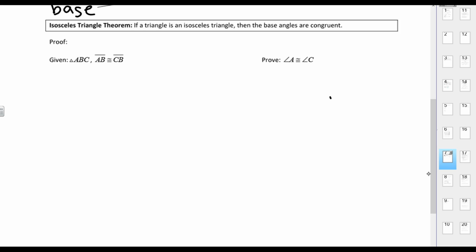So if I'm given triangle ABC where AB is congruent to CB, I'm now going to prove that angle A is congruent to angle C. So let's start off by drawing a picture of what's going on here. I have a triangle ABC, and they tell me that AB is congruent to CB, okay?